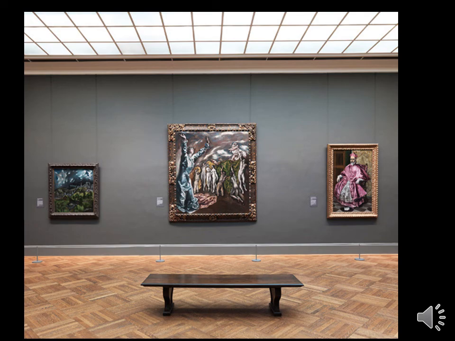Finally, how would you approach this display? Would you sit down in front of it or stand? How close would you get to the paintings? Or would you just peek in and then skip this room completely? This, by the way, is a scene from the Metropolitan Museum in New York City.